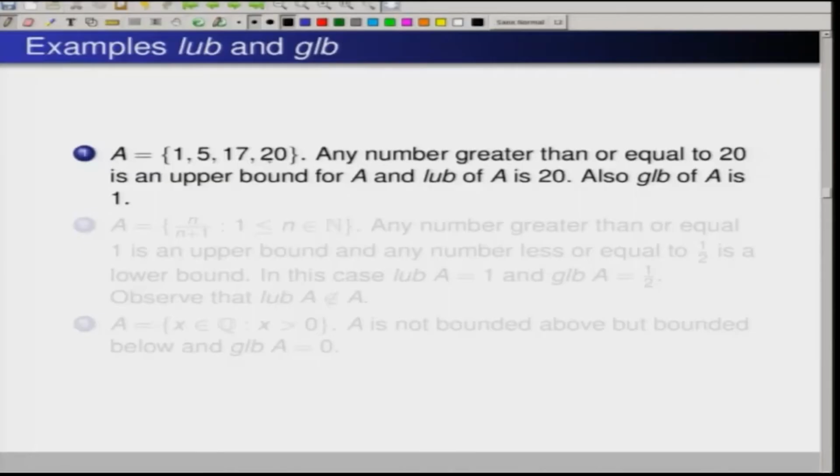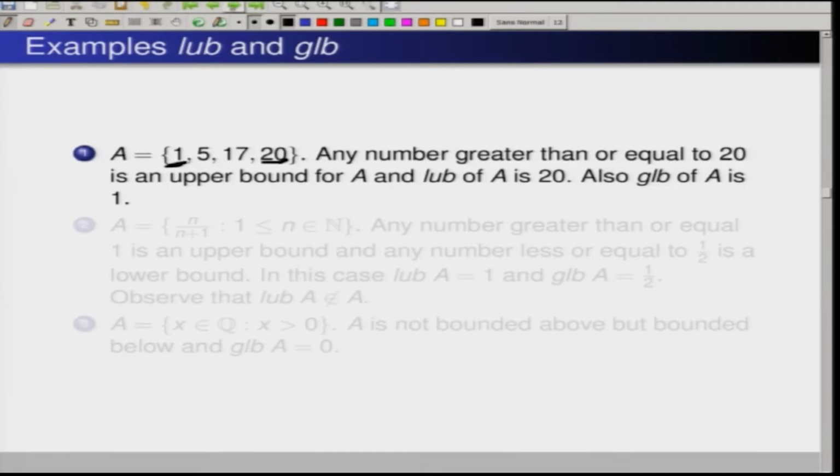So, let us see an example of the least upper bound. If you take A to be 1, 5, 17, 20, this is the set which is bounded above as well as bounded below. Now, the upper bound can be 30, or 40, but the least upper bound is going to be 20. Similarly, the greatest lower bound is going to be 1.